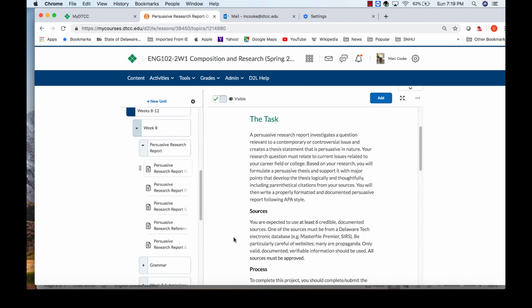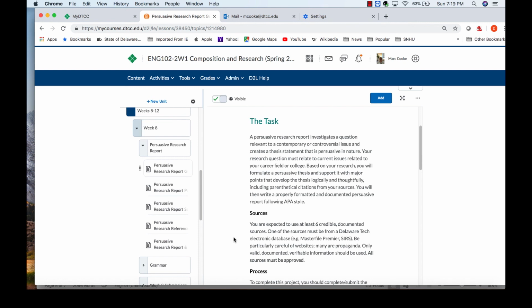So I want to cover this again because I want to make sure that there are no complications and people aren't confused about what you're doing. A persuasive research report investigates a question relevant to a contemporary or controversial issue, and it creates a thesis statement that is persuasive in nature. Your research question must relate to current issues related to your career field or college in general. Based on your research, you will formulate a persuasive thesis and support it with major points that develop the thesis logically and thoughtfully. So there are some pieces of information that are very important in this.